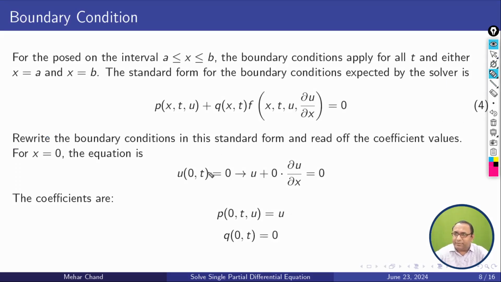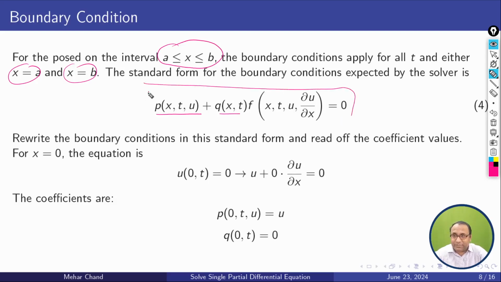Now the boundary condition for the PDE on the interval a less than or equal to x less than or equal to b. The boundary condition is applied for all t and at either x equal to a or x equal to b. The standard form for the boundary condition expected by the solver is p(x,t,u) plus q(x,t) f(x,t,u, du/dx) is equal to 0.